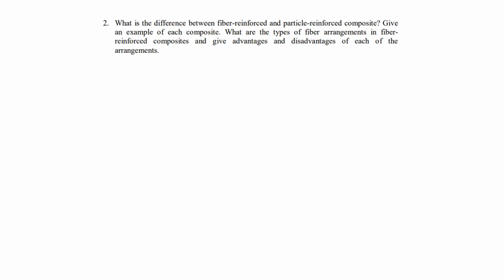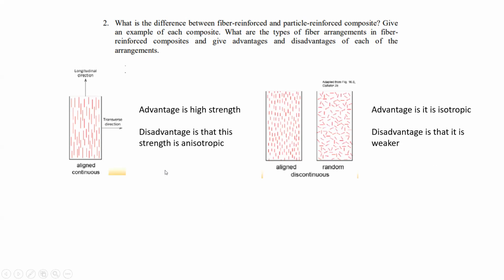What are the types of fiber arrangements in fiber reinforced composites, and give advantages and disadvantages of each of the arrangements? So generally, we have three types: continuous aligned, discontinuous aligned, and discontinuous random orientations. In aligned continuous, we have long fibers, all oriented in the same direction. The major advantage is very high strength in the direction that the fibers are oriented. The fibers are all aligned in the y-axis, so it has very strong mechanical properties in that y direction, very high tensile and compressive capabilities. However, it is very weak in the transverse direction.